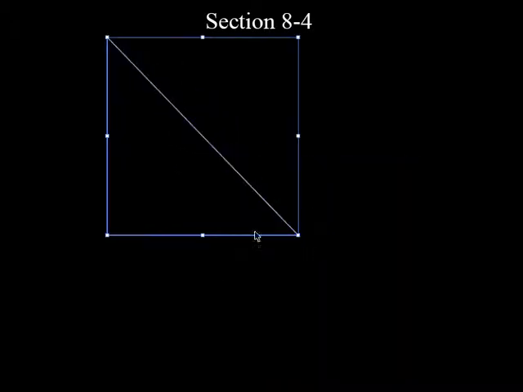We're still dealing with right triangles. Remember, this whole chapter is about right triangles, isn't it? So even though the chapter is about right triangles, to tell you the truth, the next 2 lessons that we're going to do are not about right triangles. They're about something else. But this is definitely a right triangle.